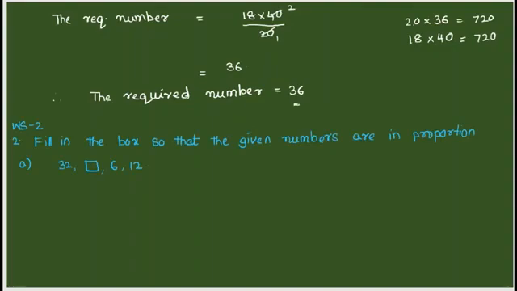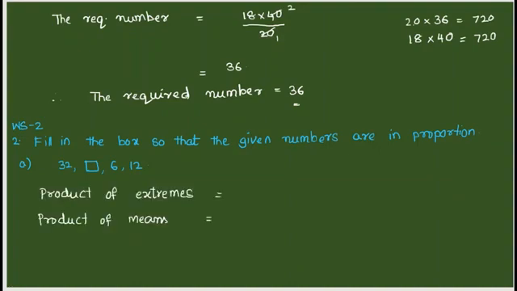Now let us see, from the same worksheet, second question A. Four numbers are given here: 32, box, 6 and 12. Here we need to find which number should come in the box so that the four numbers are in proportion. In the example problem, one of the extreme numbers was missing, children. And here if you observe, one of the means is missing. Now let us find how we can find this required number.